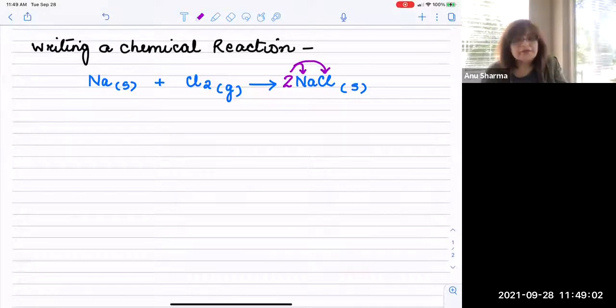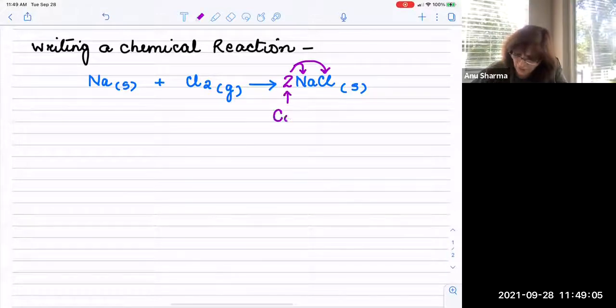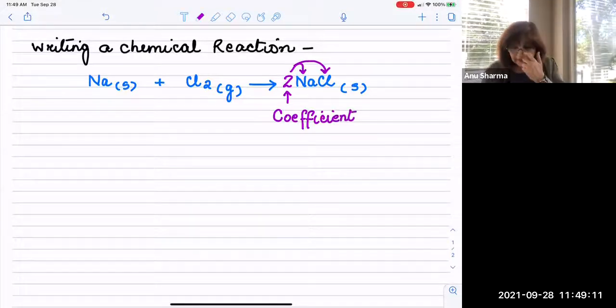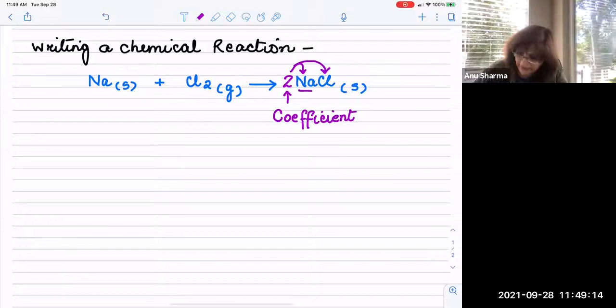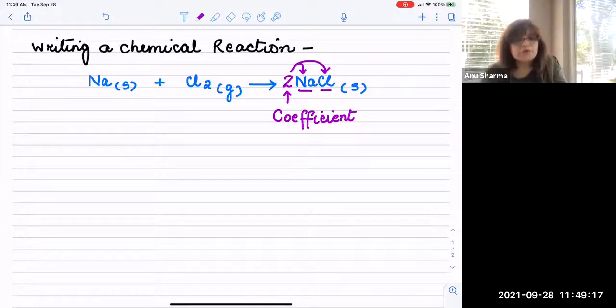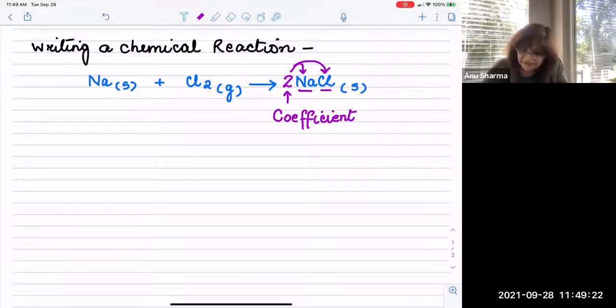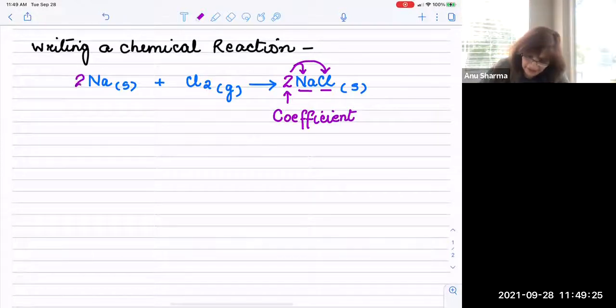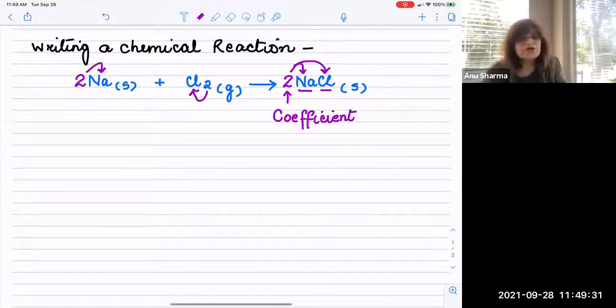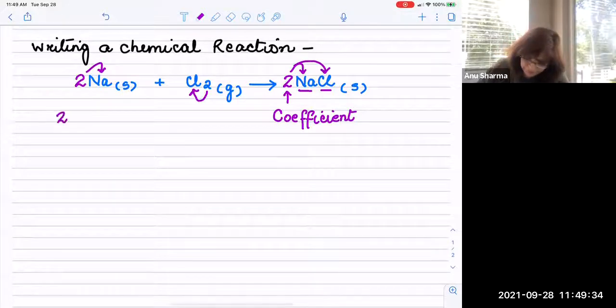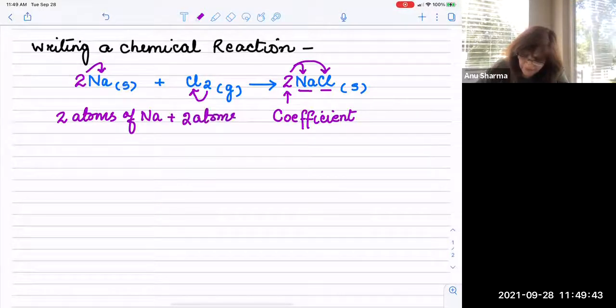That 2 we put in front is called a coefficient. This coefficient applies to both the atoms, the sodium atom and the chlorine atom. So now we have 2 chlorine atoms and 2 sodium atoms combining together. But on the other side, we see there's only 1 sodium atom. So we balance it. We bring two sodium atoms, and this 2 applies to chlorine. So this means 2 atoms of sodium reacting with 2 atoms of chlorine.